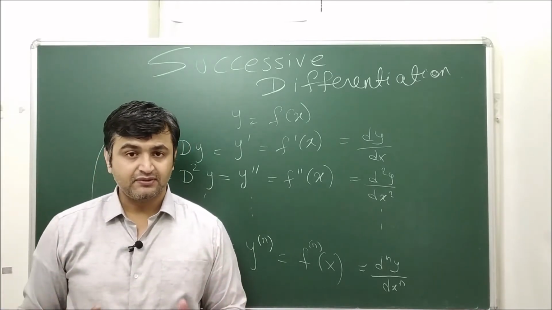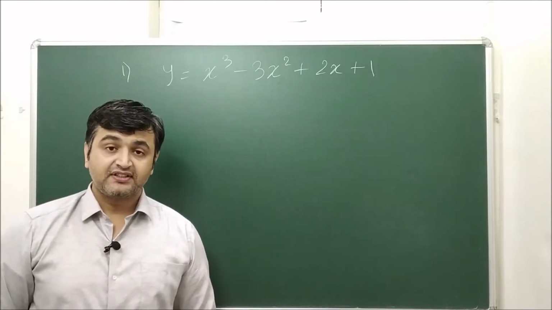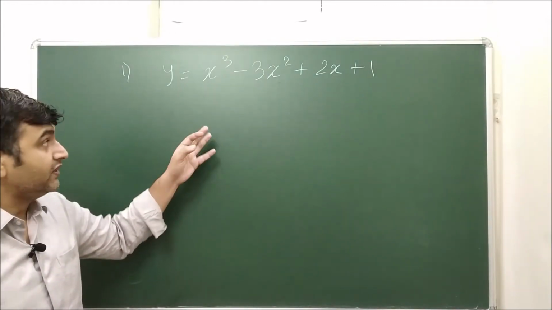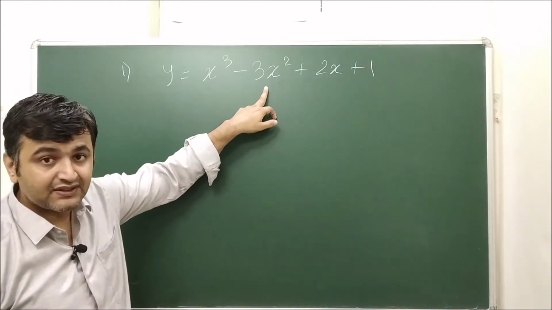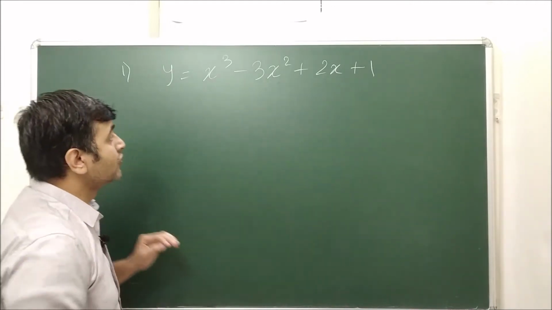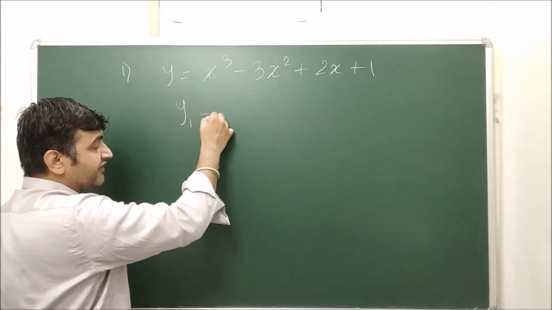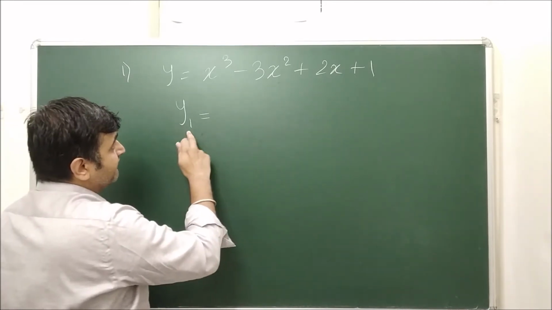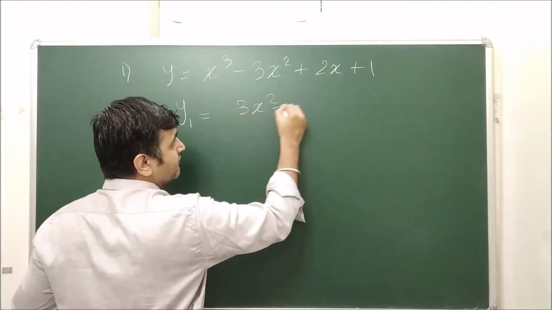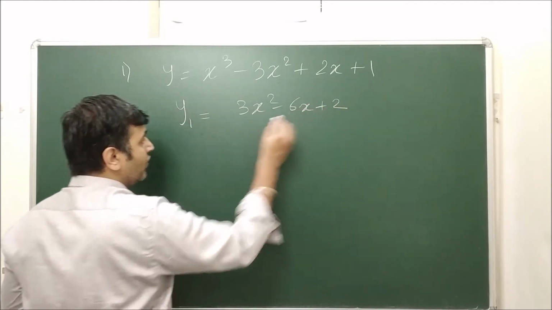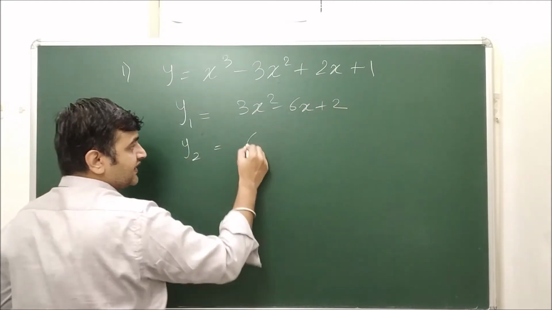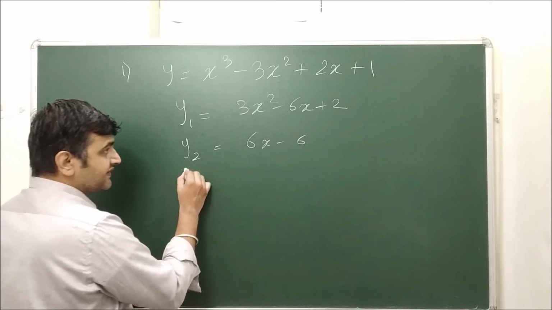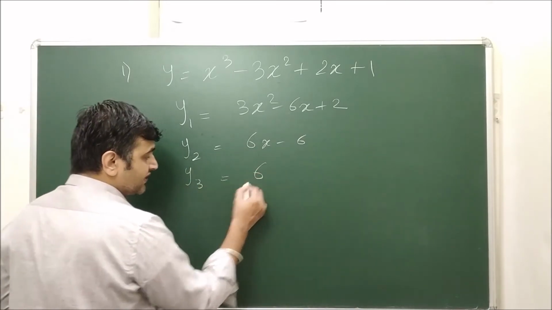Now let us go for some examples. Here is the first, simplest polynomial example: x cube minus 3x square plus 2x plus 1. You have to find the successive derivatives for this function. So what is y1, the first derivative? 3x square minus 6x plus 2. What will be y2, the second derivative? It will be 6x minus 6. What will be y3, the third derivative?